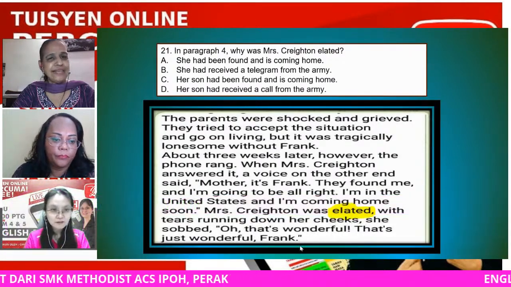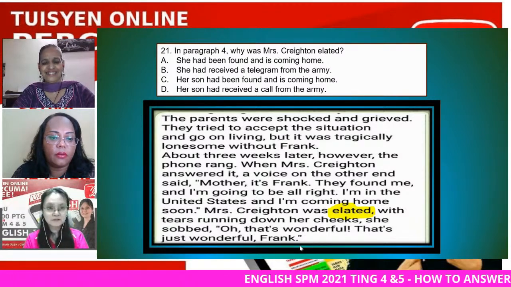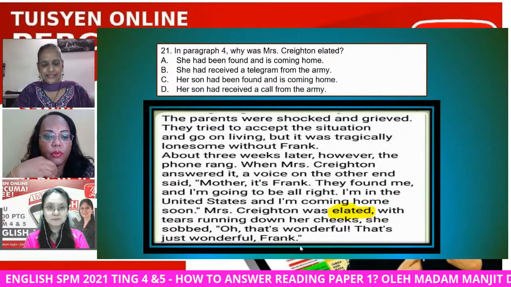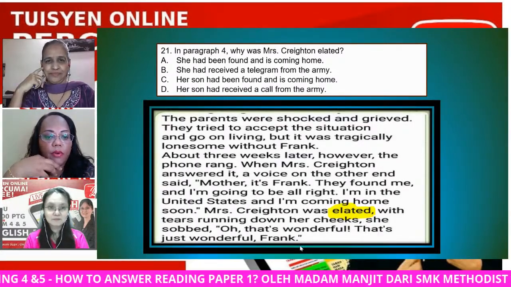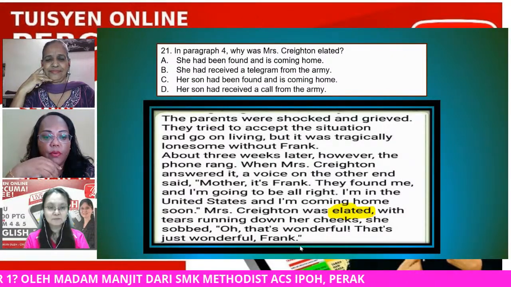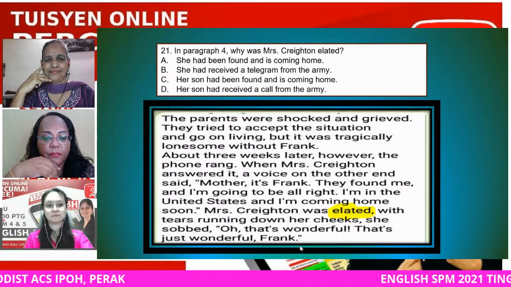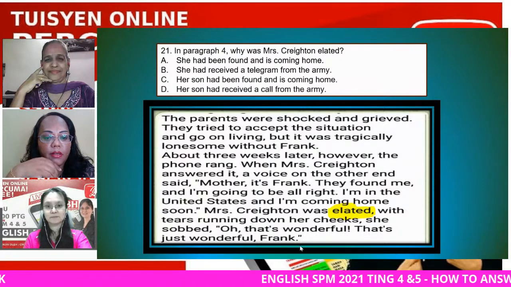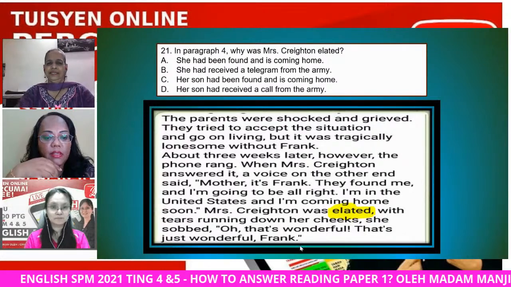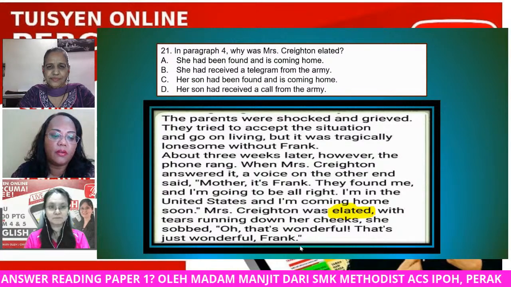Okay, Emily, can you read this? Read the text, passage. The parents were shocked and grieved. They tried to accept the situation and go on living, but it was tragically lonesome without Frank. About 3 weeks later, however, the phone rang. When Mrs. Crichton answered it, a voice on the other end said, "Mother, it's Frank. They found me and I'm going to be all right. I'm in the United States and I'm coming home soon." Mrs. Crichton was elated with tears running down her cheeks. She sobbed, "Oh, that's wonderful. That's just wonderful, Frank." Okay, thank you.